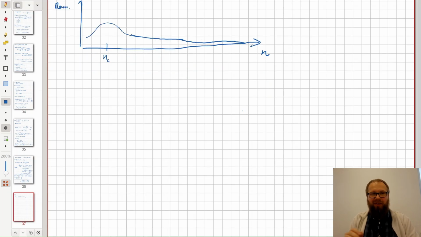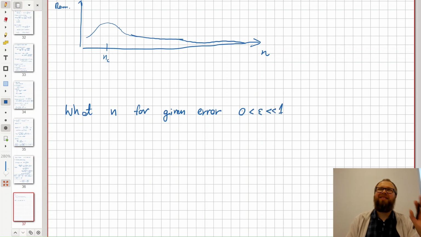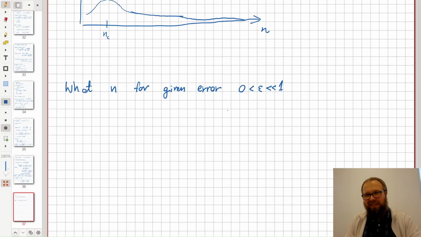So what n for a given error epsilon, which is greater than 0, but small. Let's not have, you know, 300% error. That would be silly. So let's think we want to be accurate. Okay. So we can estimate a little bit better.